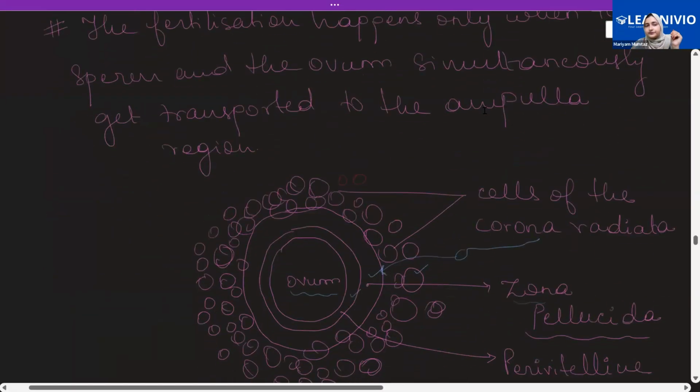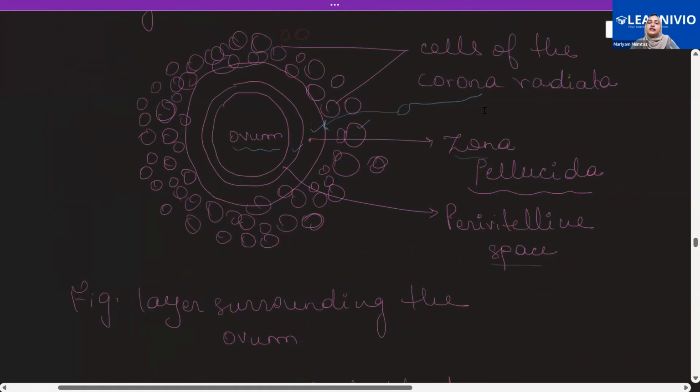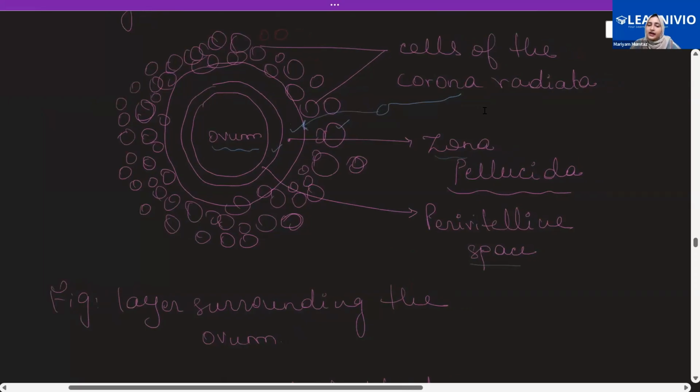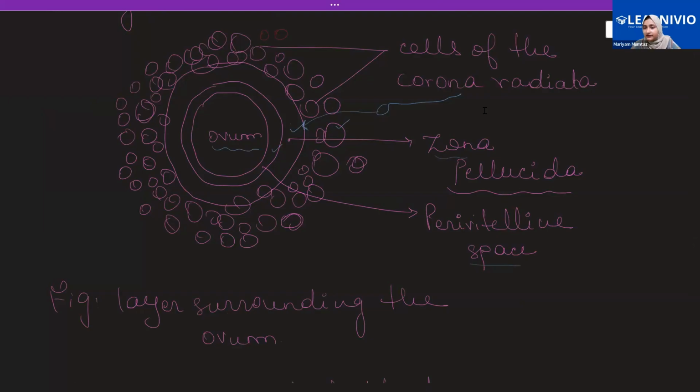Clear? Yes, ma'am. Now see, this is the picture of the layers that surround the ovum. First layer is the zona pellucida, then there is the perivitelline space, all of these layers surround the ovum. The sperm has to pierce through all of these layers to get inside.